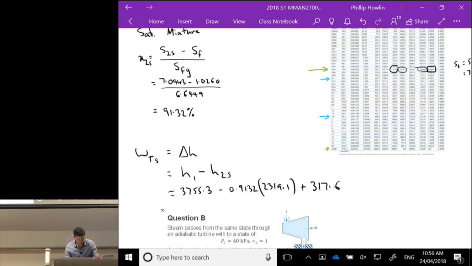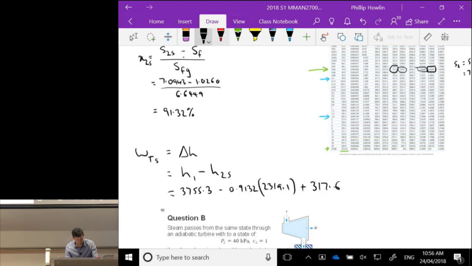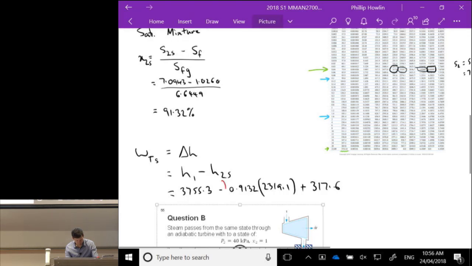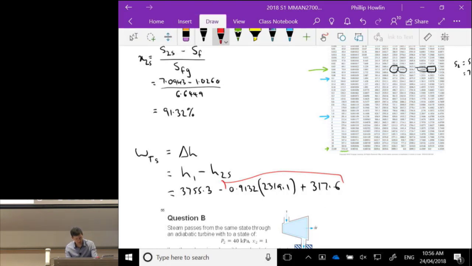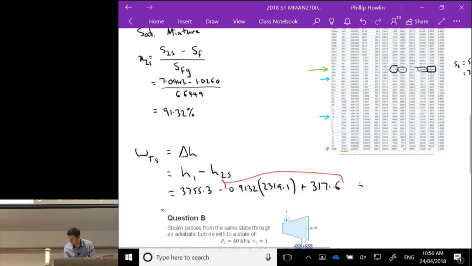So I've just defined my H2S value in terms of interpolating on quality. I plugged it into the calculator earlier, and the work equals 1319.8 kilojoules per kilogram. Excellent. So that's the ideal work.